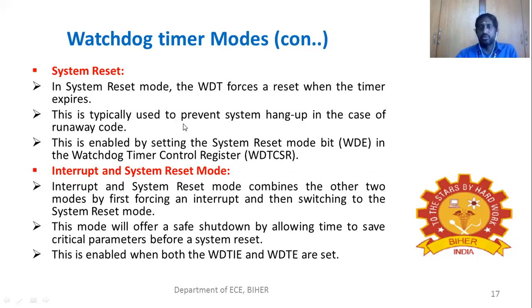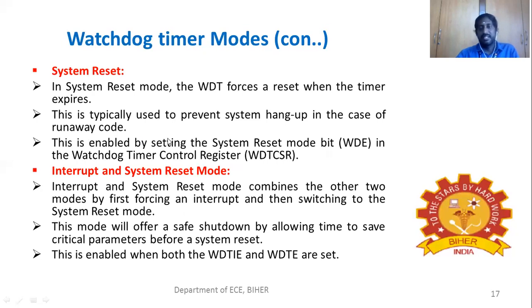This is typically used to prevent system hang-up in the case of runaway code. If a code is running and the limit is there, and the timer value is not refreshed, then we need to use the system reset mode and then we will reset the timer values.